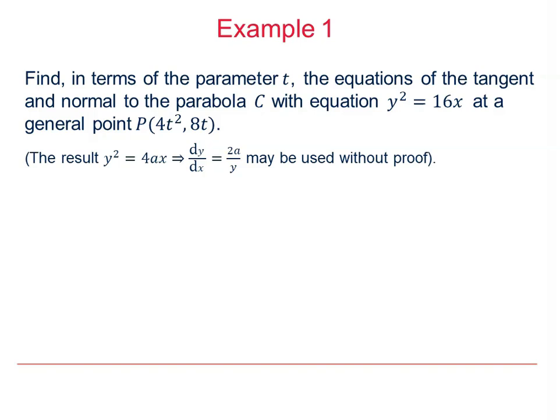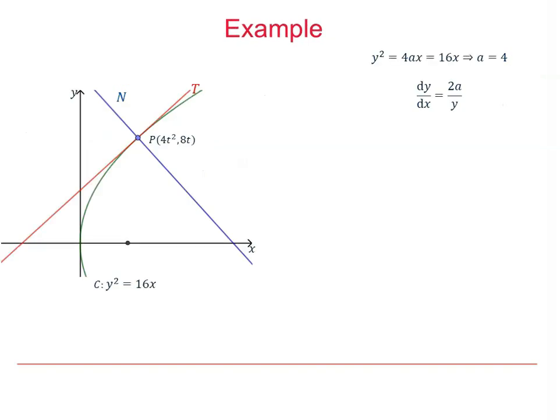Here we're asked to find the equations of the tangent and the normal to a parabola where y squared is equal to 16x and at a general point 4t squared, 8t. And we're told we can reuse the result y squared equals 4ax implies that dy by dx is equal to 2a over y. Now the first thing we're going to have to evaluate then is a. So let's look at that on the next slide. If y squared is equal to 4ax, then clearly 16x means that a is equal to 4.